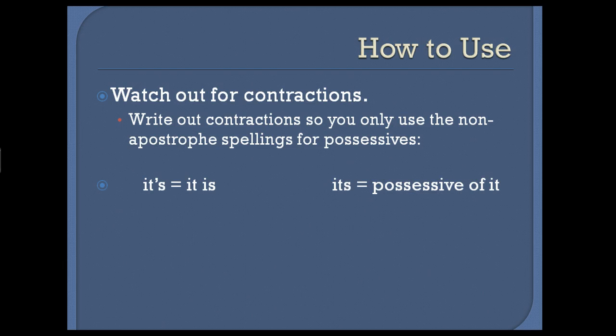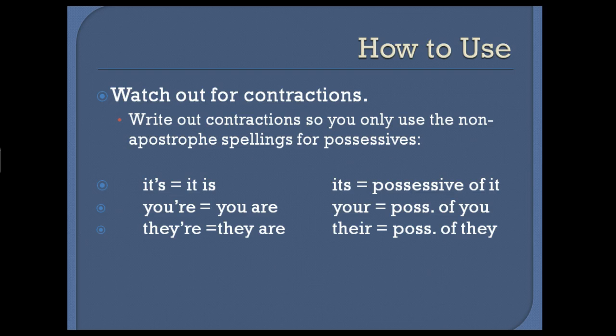In this case, anytime you want to talk about its, it has to be possessive, because you always write out it is in a formal piece of paper. Your should be a possessive of you as opposed to you are. Their is T-H-E-I-R, possessive of they, as opposed to they are. Keep in mind T-H-E-R-E has to do with place or location, like the word here, H-E-R-E.